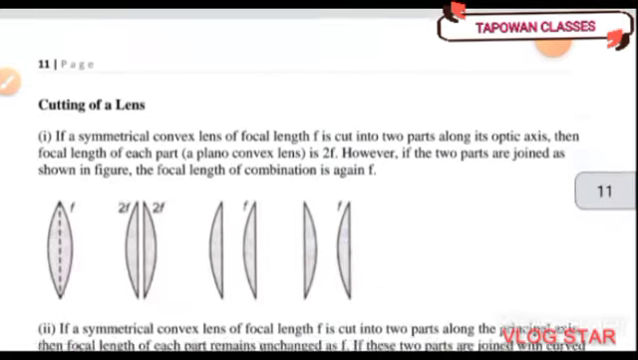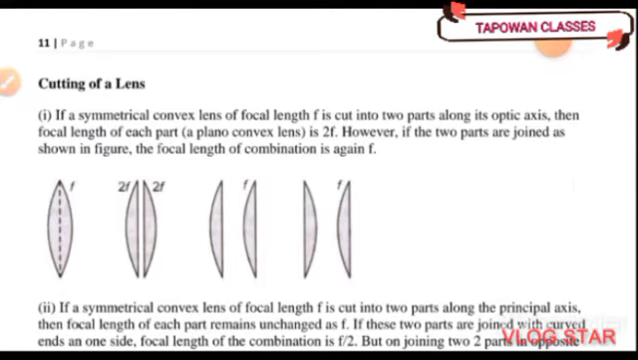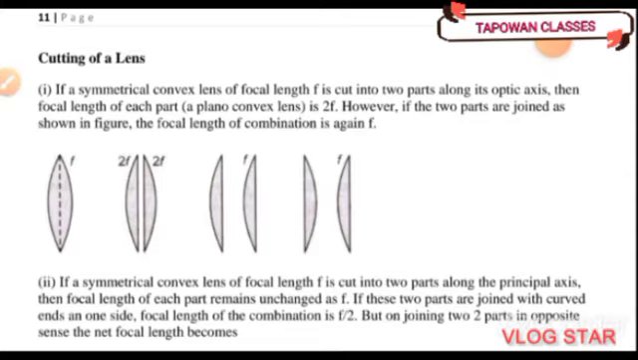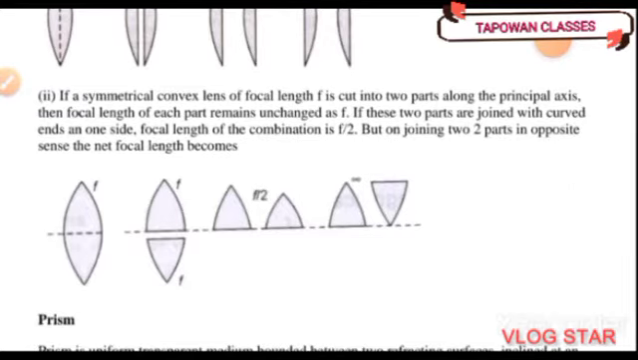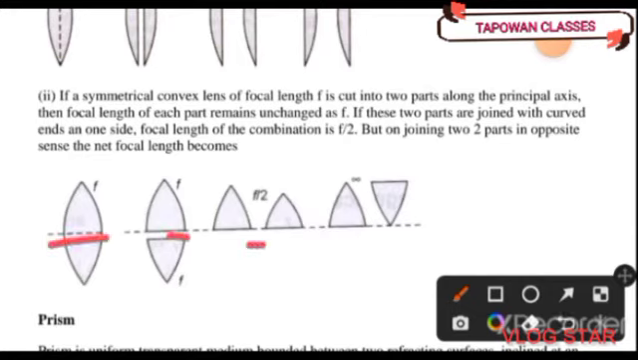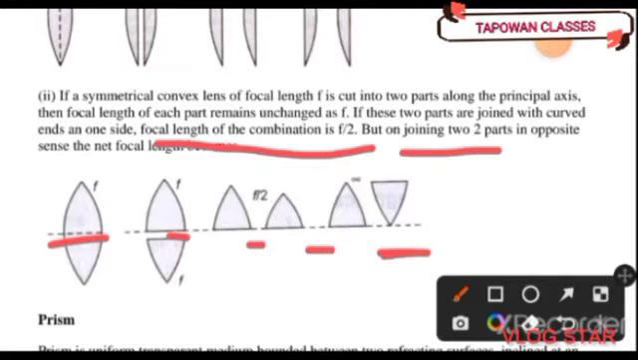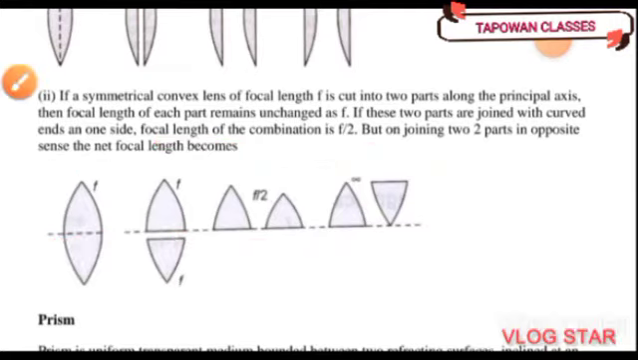Now, what about the cutting of a lens? If a symmetrically convex lens of focal length f is cut into two parts perpendicular to the optic axis, then the focal length of each part becomes 2f. So one part is 2f and the second part is also 2f. If a symmetrically convex lens of focal length f is cut into two parts along the principal axis, then the focal length of each part remains unchanged, as shown in the figure. The focal length of the combination is f by 2, but when joining two parts in opposite order, the net focal length becomes infinity.